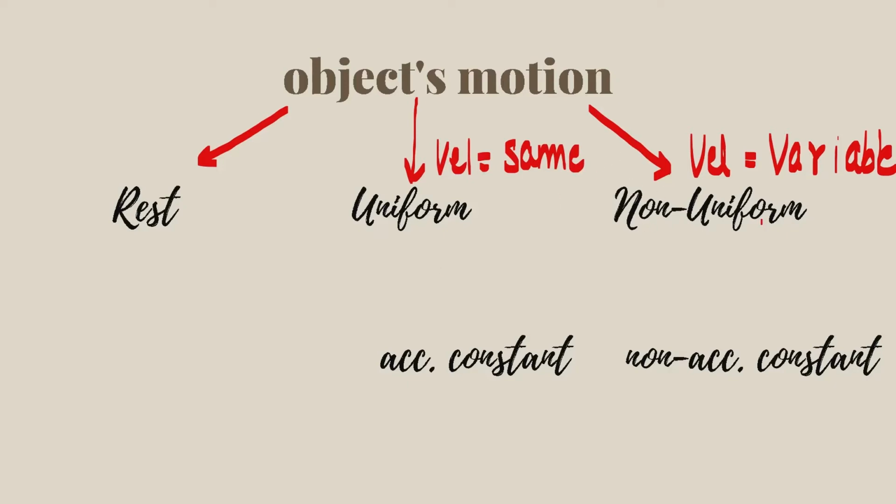Now non-uniform motion, which is also known as accelerated motion, has two more categories. What are they? When acceleration is constant and when acceleration is not constant. So non-uniform acceleration and uniform acceleration are the terms for it. We have already discussed what we mean by uniform acceleration and non-uniform acceleration.